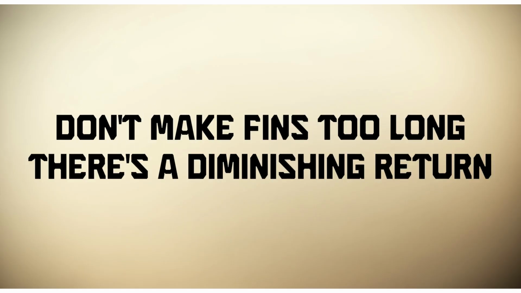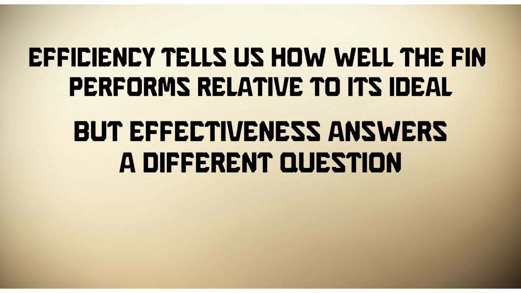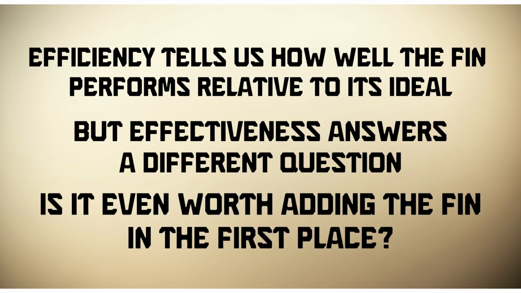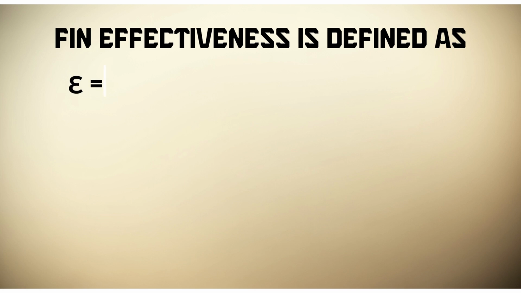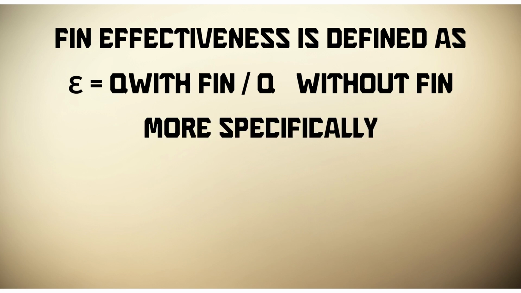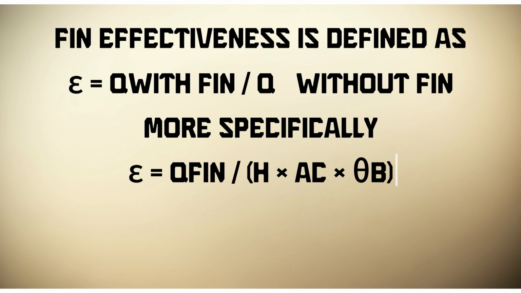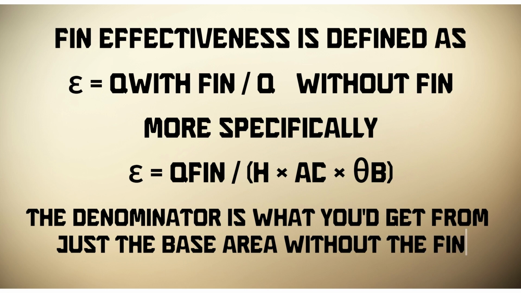There's a diminishing return. Efficiency tells us how well the fin performs relative to its ideal, but effectiveness answers a different question. Is it even worth adding the fin in the first place? Fin effectiveness is defined as ε equals Q with fin over Q without fin. More specifically, ε equals Q fin over h times Ac times θb. The denominator is what you'd get from just the base area without the fin.